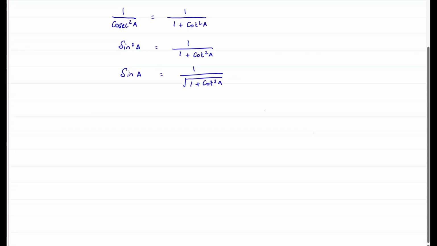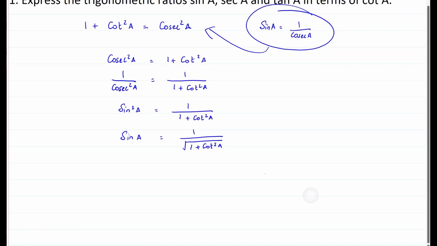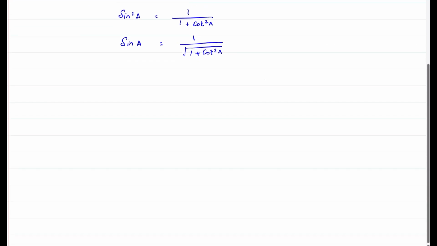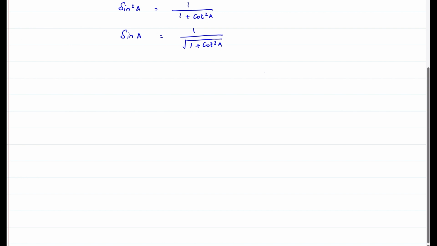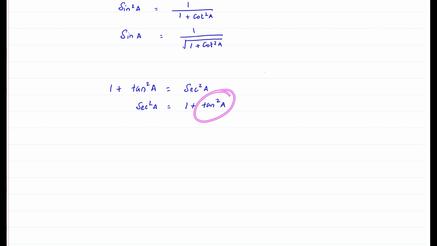Now the next part of the question is we need to write secant A in terms of cot A. So the formula which is linking secant A to cot A is 1 plus tan square A is equal to secant square A. Or we can write this as secant square A is equal to 1 plus tan square A. As we have to write this in terms of cot, we will change this to cot. So this one will become secant square A is equal to 1 plus 1 by cot square A.